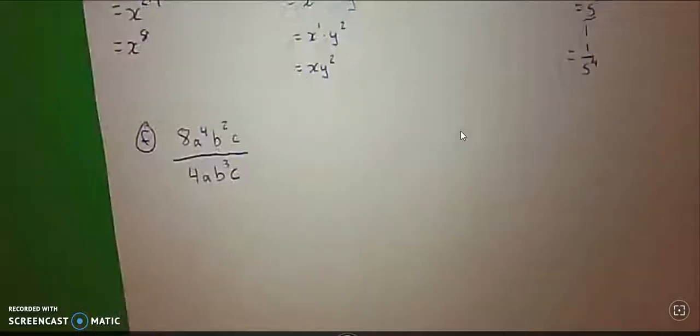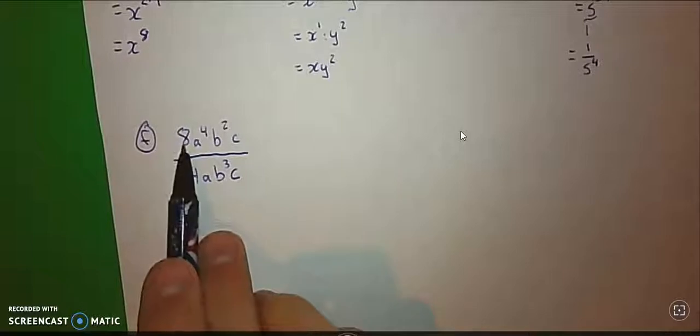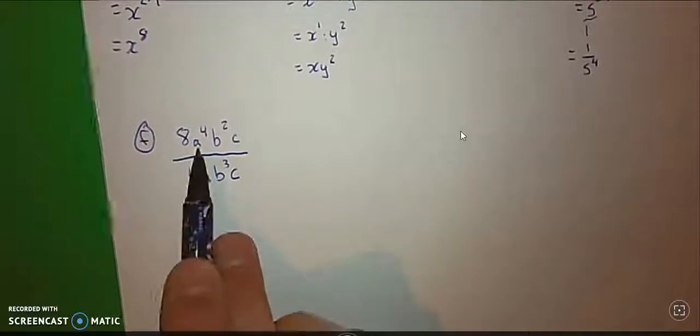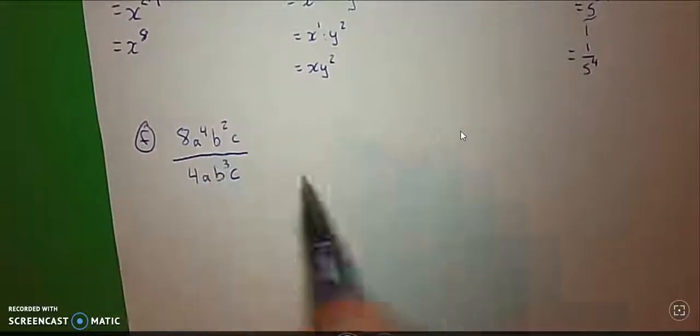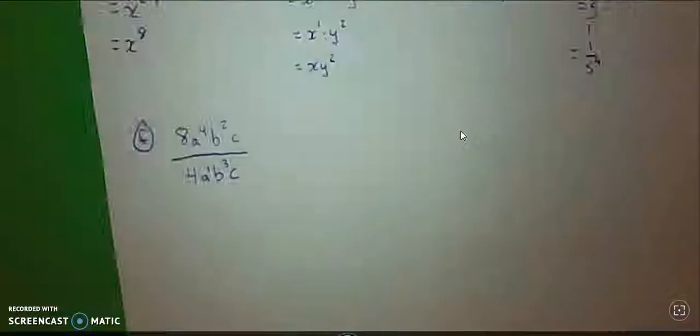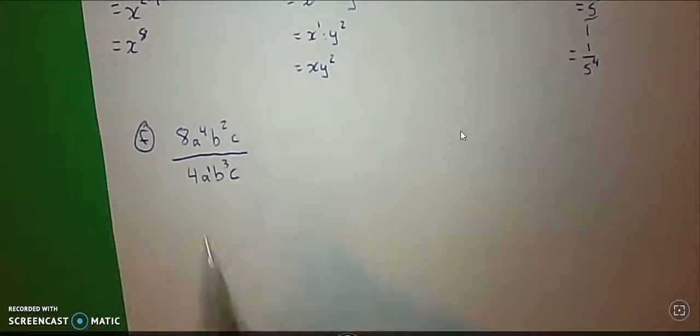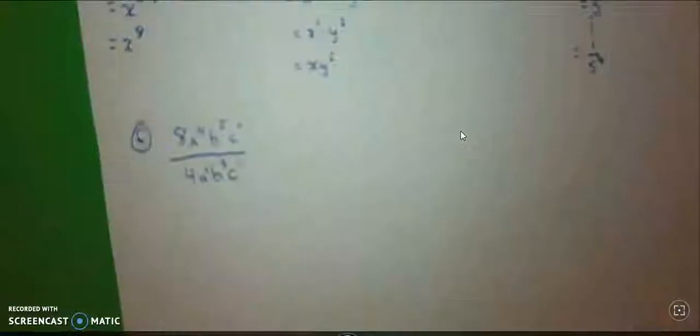So for this one, it's much like what I said to do for part B, where we do the x's and the y's separately. For this one, it's very similar, where we just work out what happens between 8 divided by 4 and the a to the 4 divided by a, which is a to the power of 1. Let's write that in. b squared divided by b to the power of 3, and c divided by c. And those are actually both 1s. c to the power of 1, c to the power of 1. So let's work them out one step at a time.